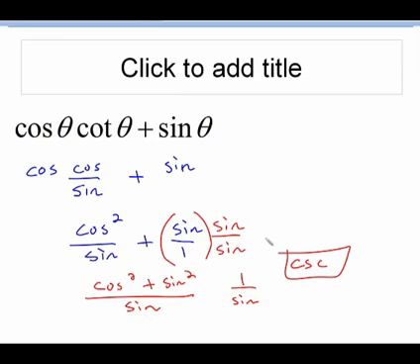Okay? So this is simplifying. Okay? So I know it may seem kind of tough, but the more you practice it, the more verifying and simplifying will get easier for you. Okay?